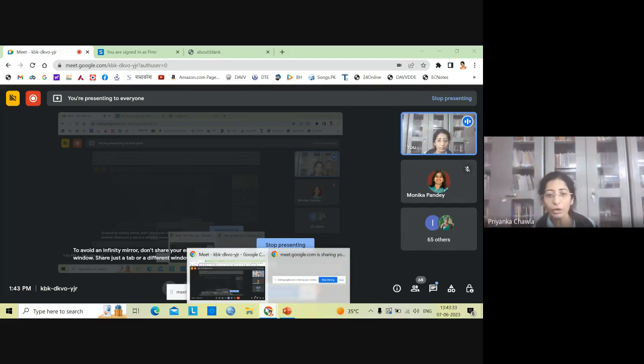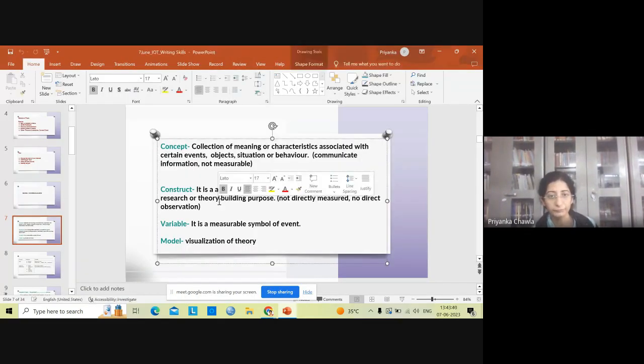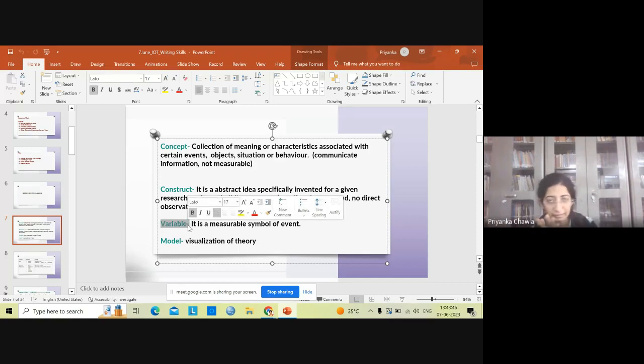So that's why we say constructs are not directly measured, right? Now what is a variable? A variable means anything which is measurable on the basis of these 5 criteria. These are the 5 criteria on which employee performance was measured. So these 5 statements are called variables.